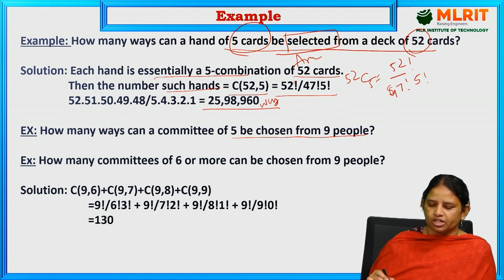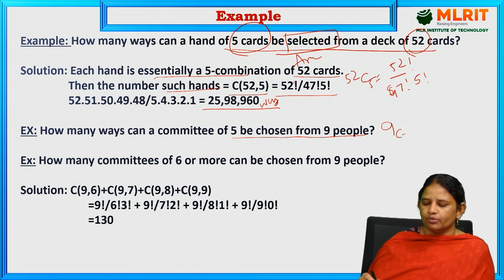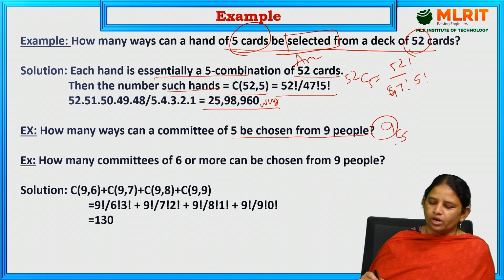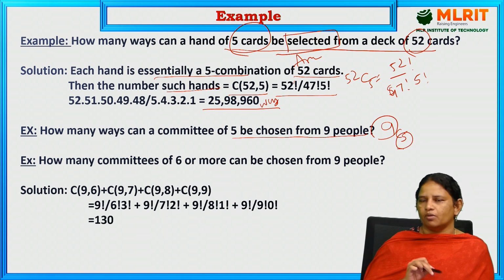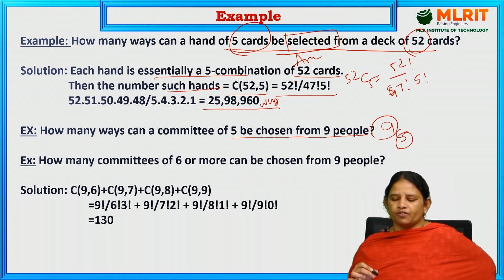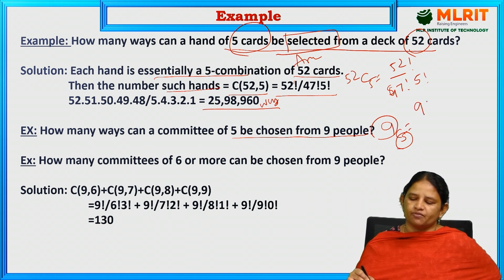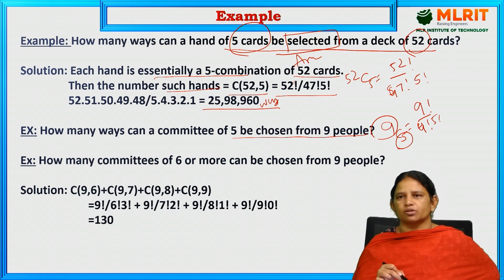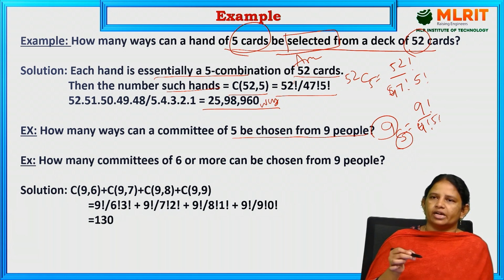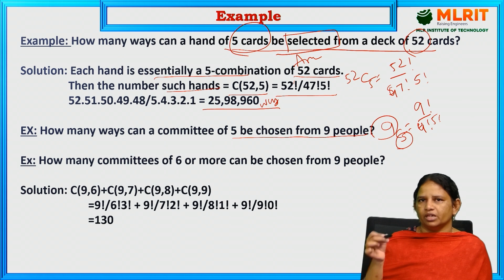We have to choose, means 9C5. Out of 9 people, you are selecting only 5 people. That is 9C5, which means 9 factorial divided by (9 minus 5) 4 factorial into 5 factorial. After doing the calculation, we are going to get that many ways we can form the committee with 5 people selected from the 9.